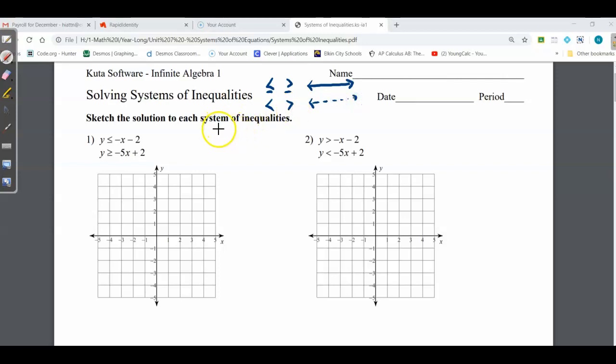If we have less than or equal to, we shade below the line. If we have greater than or equal to, we shade above.